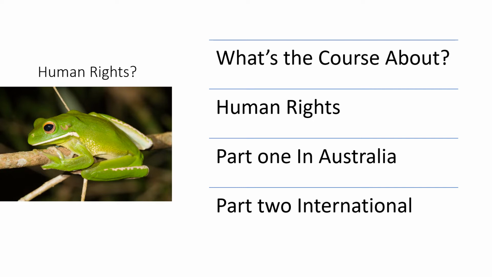The first part of the course is about human rights in Australia. So that's what we're doing now, for the first 10 weeks until the 13th of September. And the second half of the course is about international human rights, and we finish that on the 22nd of November. So we have a 2-week break in between the two terms.